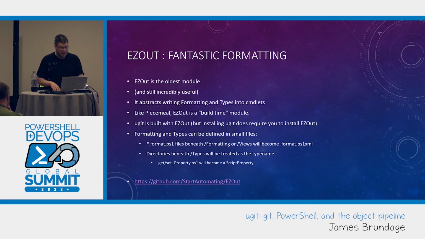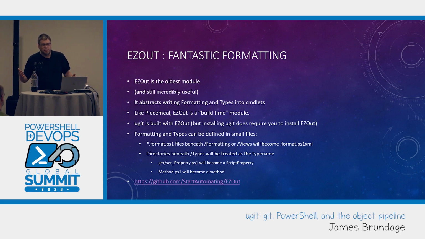And directories beneath /types will be treated as the type name. And then underneath there, a get or set underscore property will become a script property, and blah.ps1 would become a script method. So it's actually really easy to just say, I'm going to create a pseudotype for ducks, and create a types directory, ducks, and create a little quack.ps1, and then you can create a duck object and run your quack method. Crazy. So that's what Easy Out does. And that's kind of the end of where we're at as far as how it works.